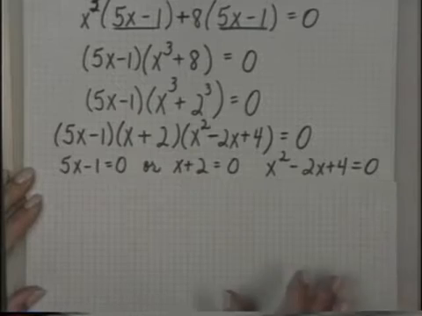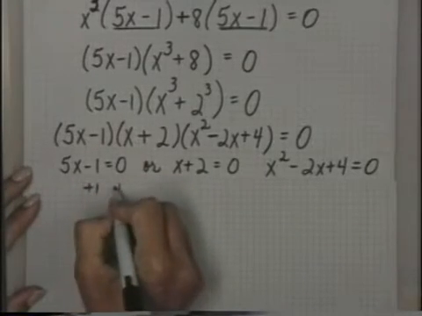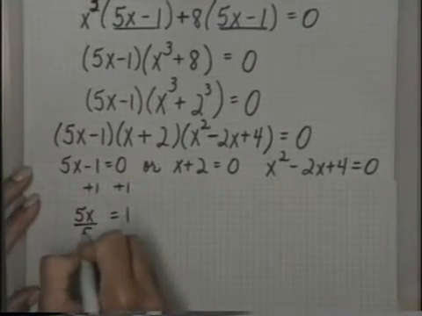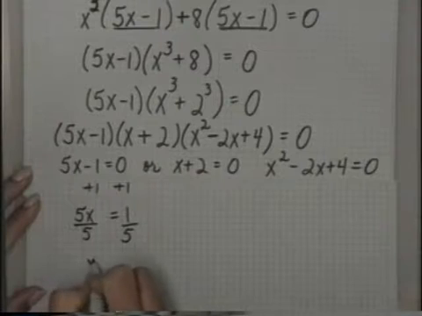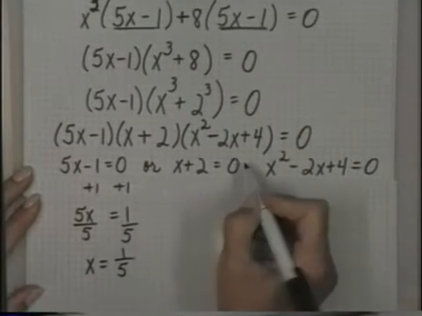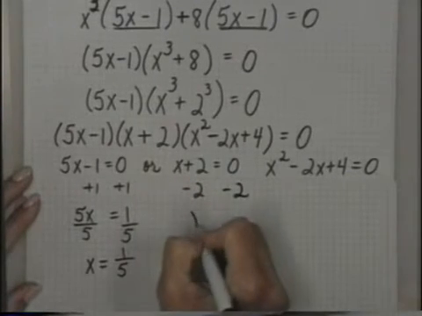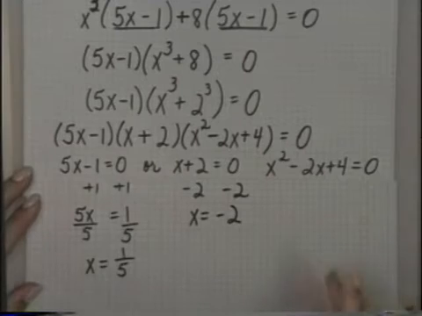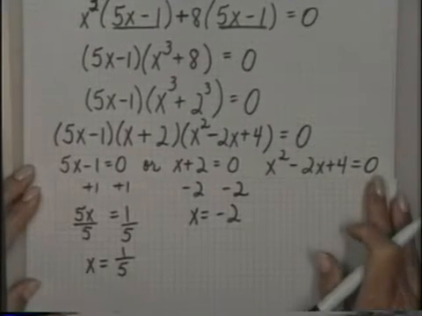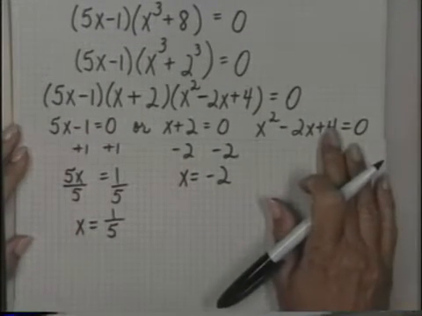For our first linear equation, we want to isolate x. Let's add 1 to both sides. Let's divide by 5. We get an equivalent equation, x equals 1/5. For our second linear equation, let's subtract 2 from both sides. We get an equivalent equation, x equals negative 2.